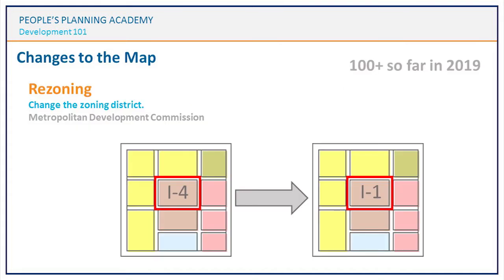All right, so let's discuss a little bit about the rezonings. These are changes to the entire zoning district. For example, this is a graphic of a snapshot of a zoning map. This property was zoned as I-4, an industrial district, and was rezoned to an I-1, which is a less intensive zoning district. So that's an example of what that can look like. So far in 2019, there have been over 100 rezonings, just to give you an idea.